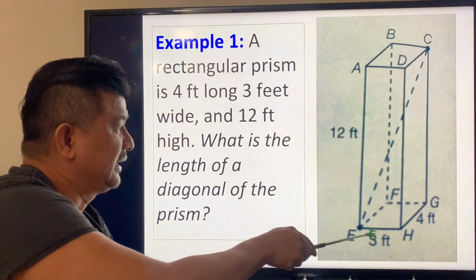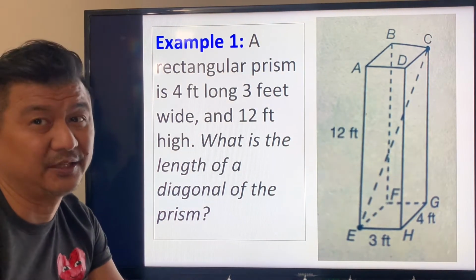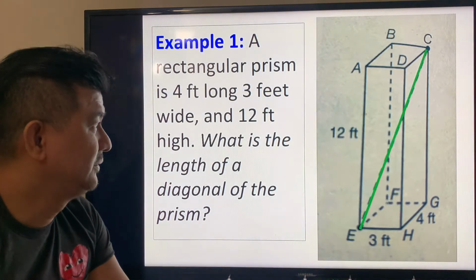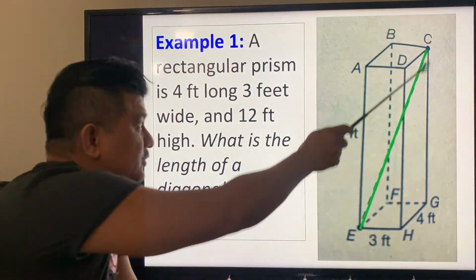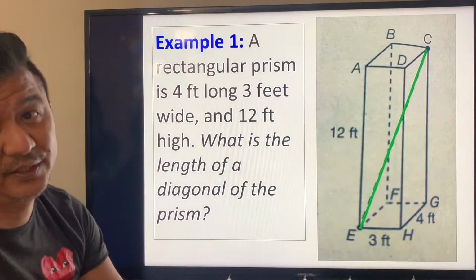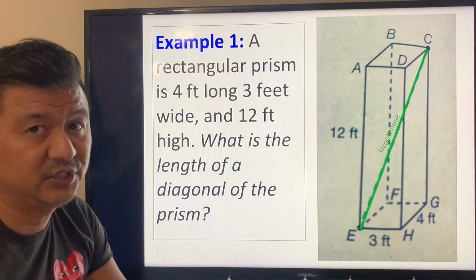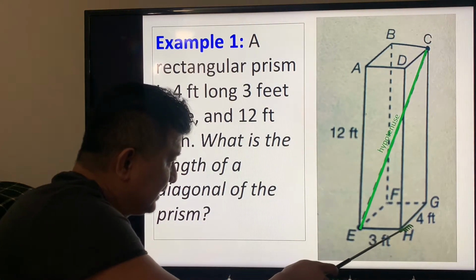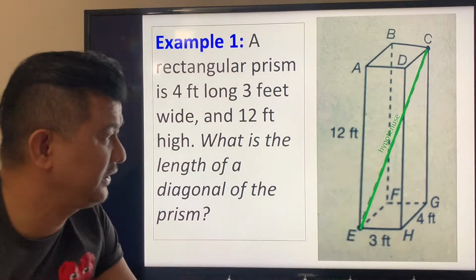This is a three-dimensional figure, a 3D figure, and I want to know the diagonal. Take note, this is not a 2D, but a 3D. So this is the diagonal, from one vertex E to the other vertex C. I want to know the length of that diagonal. You can consider it as the hypotenuse, but this cannot be the legs. See that? It's crooked. This is not a two-dimensional figure.